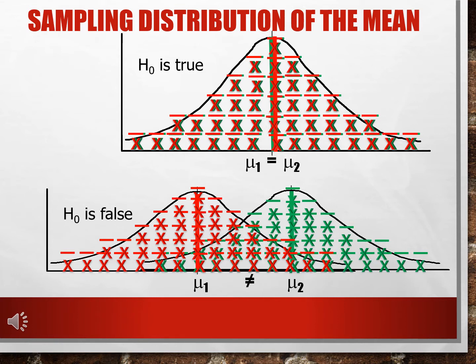When the null hypothesis is false and the two means are not equal, then the red distribution of sample means and the green distribution of sample means separate from one another. One mu, or mu1, is lesser in this case than mu2. So the means are not right on top of one another, and now we can see a separation of the sample means.